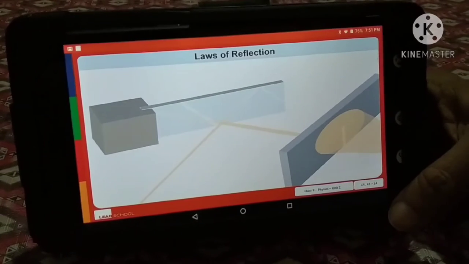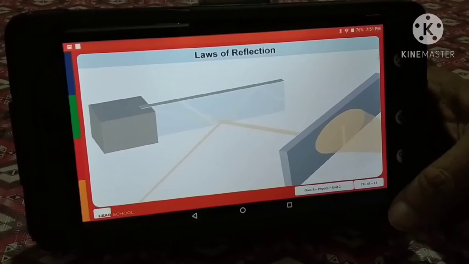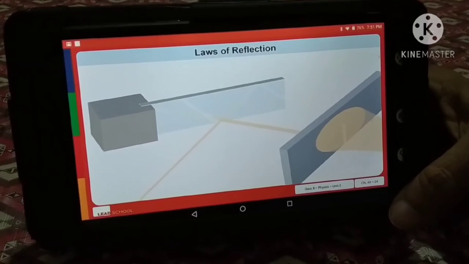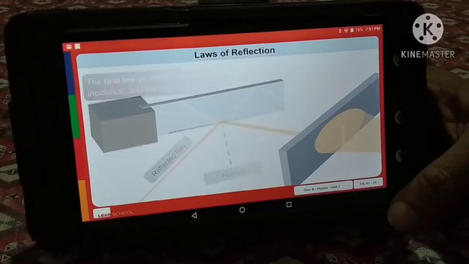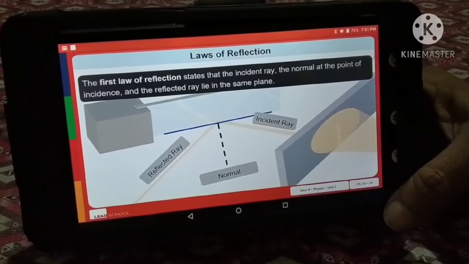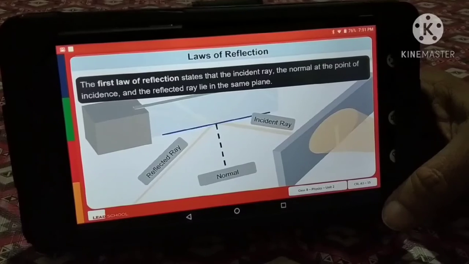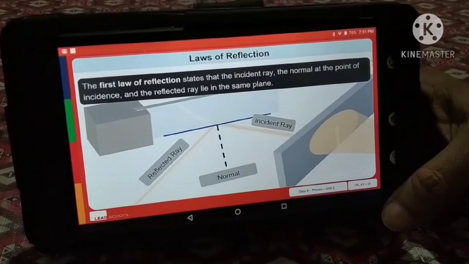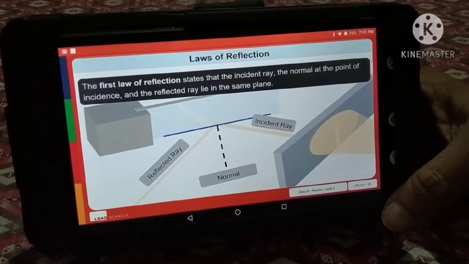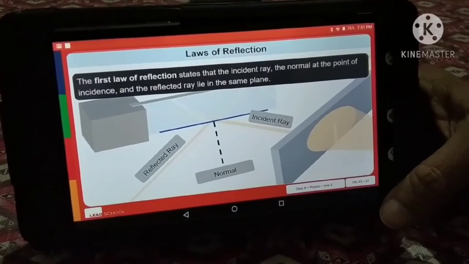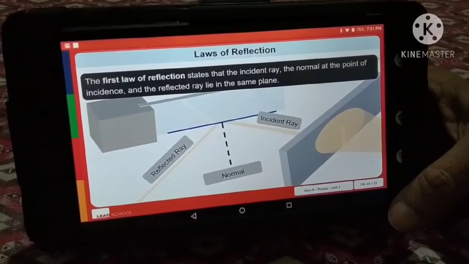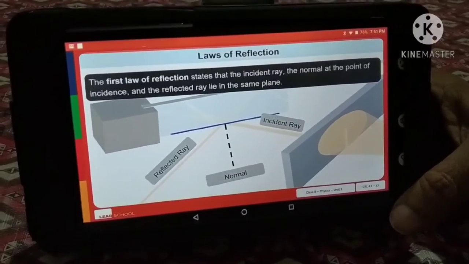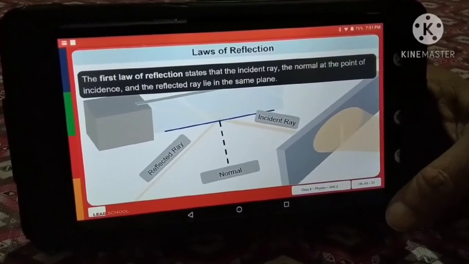The phenomenon of reflection of light takes place in accordance with the laws of reflection. There are two laws of reflection. The first law of reflection states that the incident ray, the normal at the point of incidence, and the reflected ray lie in the same plane. A plane is a two-dimensional flat surface. The plane in which the incident ray, the normal, and the reflected ray lie is perpendicular to the surface of the mirror.